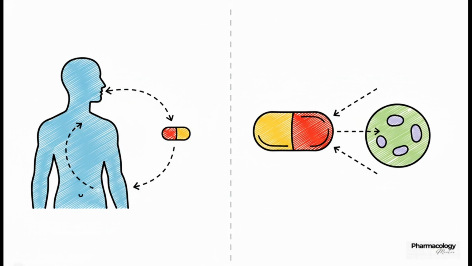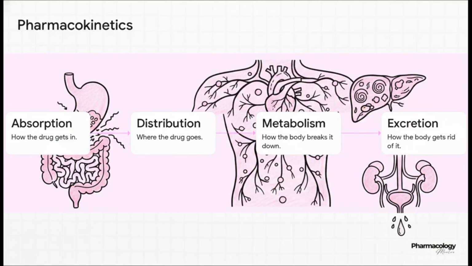Let's start with the body's side of things, with PK. So this is the four-step journey of pharmacokinetics. People often use the acronym ADME to remember it. First, the drug has to be absorbed into your system, maybe from your stomach. Then, it's distributed all over your body, usually through the bloodstream. Next up is metabolism, which is how the body chemically changes the drug to break it down. And finally, excretion. That's just how the body gets rid of it, often through your urine.